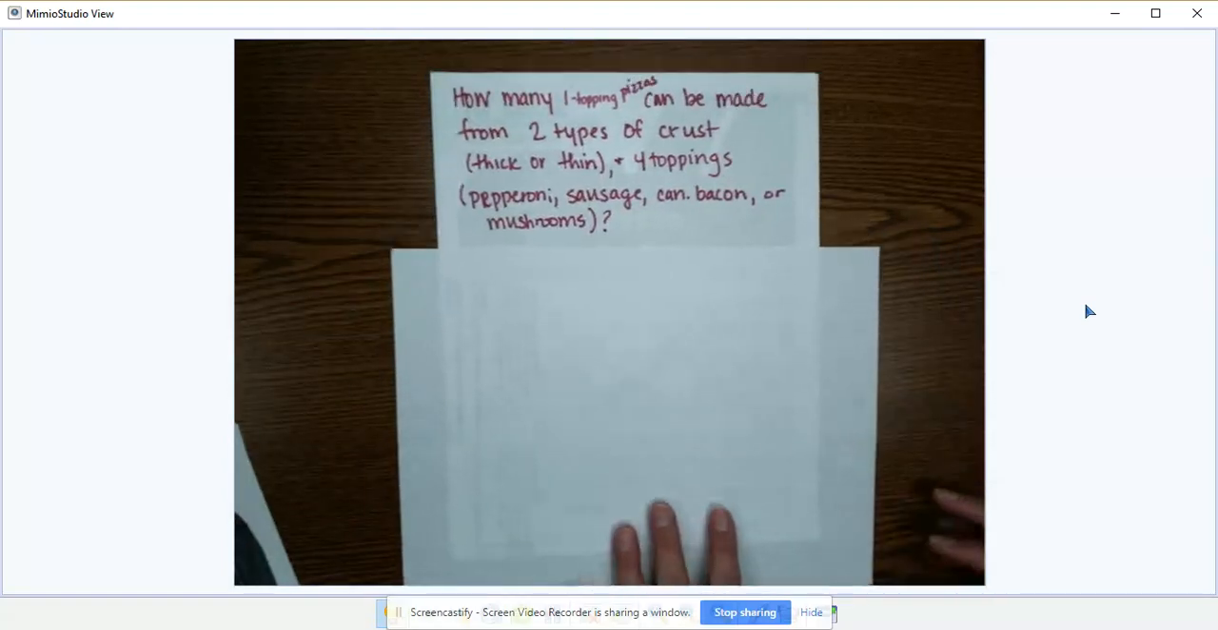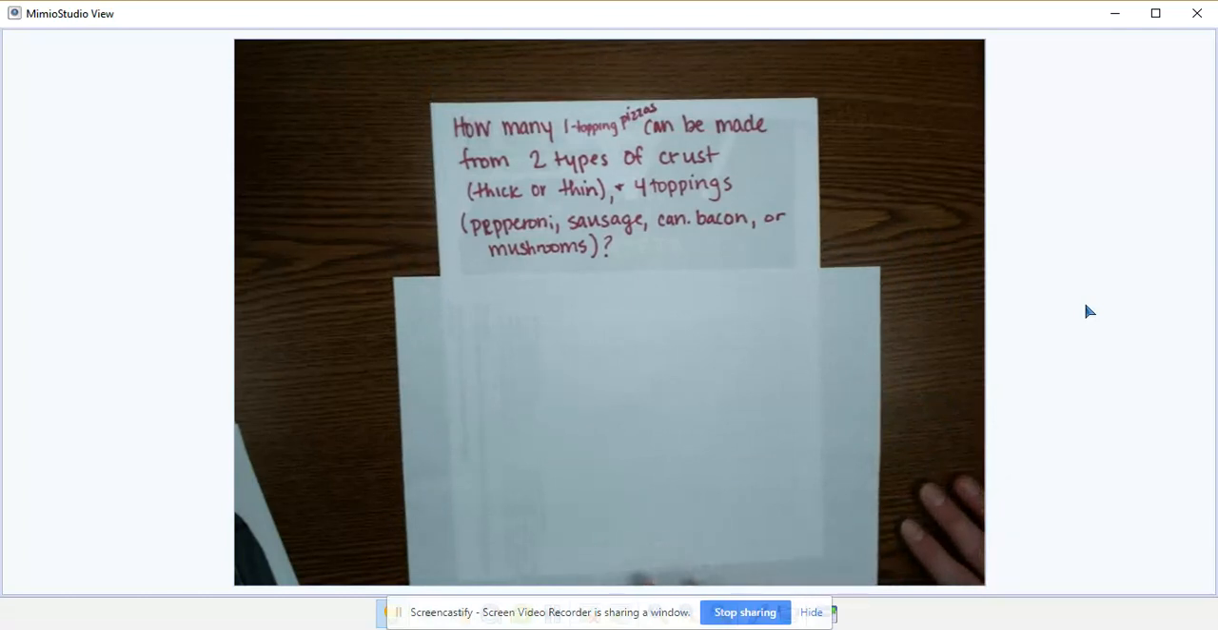How many one-topping pizzas could we make if we had 2 types of crusts and 4 different toppings? I want you guys to answer that question.